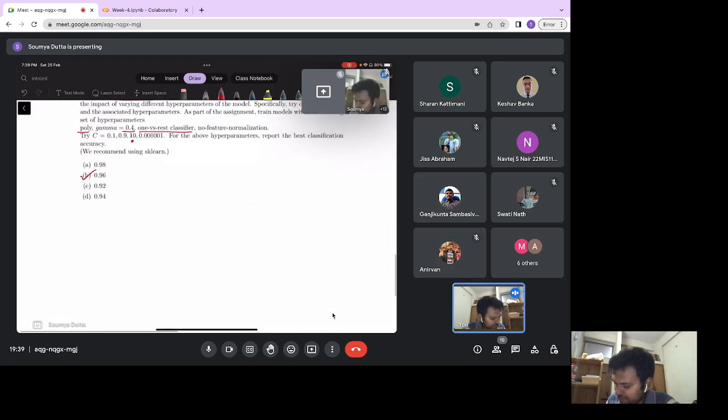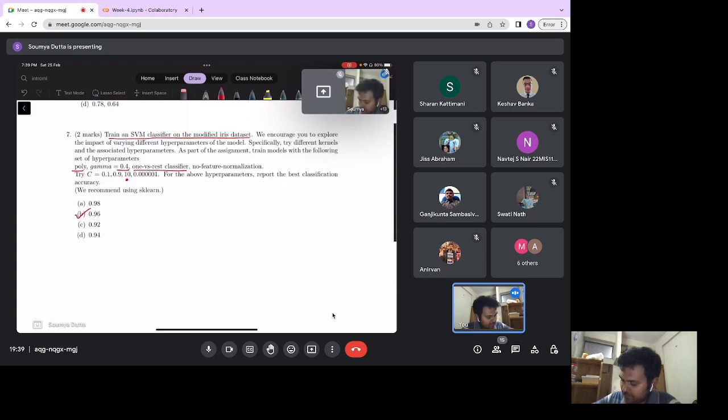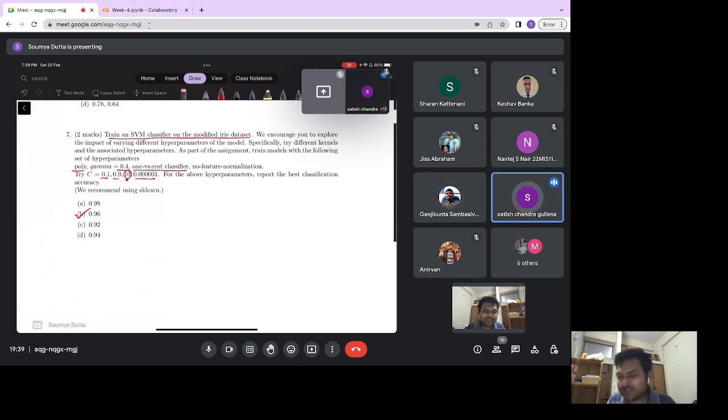No, that is the best accuracy. The parameters which have been given, with 0.4, one versus rest classifier, and no feature normalization. With that, the best accuracy that we got was 0.96, which is, I think, 0.001 or something.